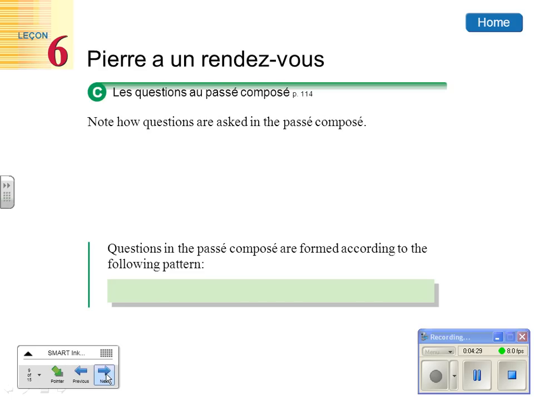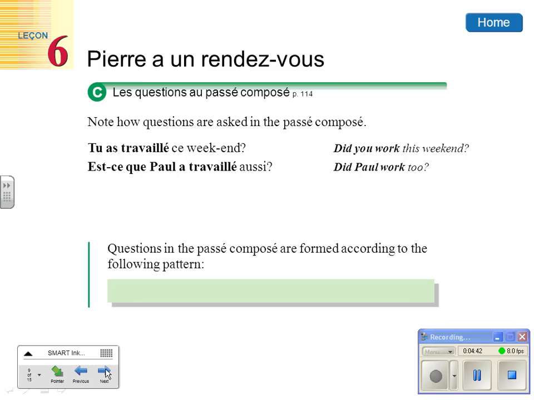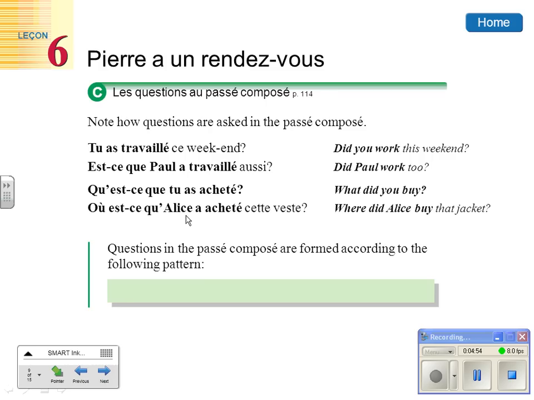Okay, so asking questions in the passé composé. Tu as travaillé ce weekend? That's an example of a simple intonation question. Notice that the word order is not any different. Yes or no questions: Est-ce que Paul a travaillé? Qu'est-ce que tu as acheté? What did you buy? And où est-ce que Alice a acheté cette veste?